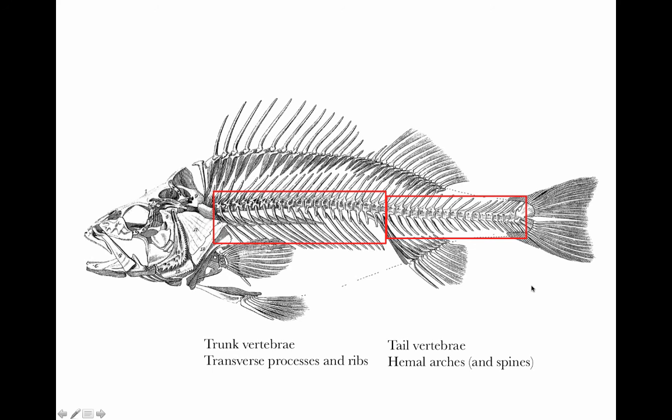So we'll see in class, in tetrapods and other vertebrates, these vertebrae are going to become much more regionalized, much more differentiated, and take on many other functions other than just articulating back and forth the way we see in a fish.